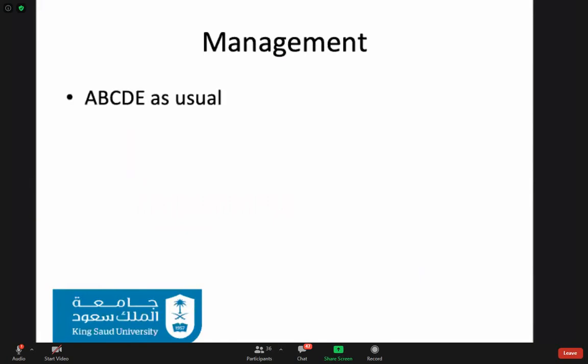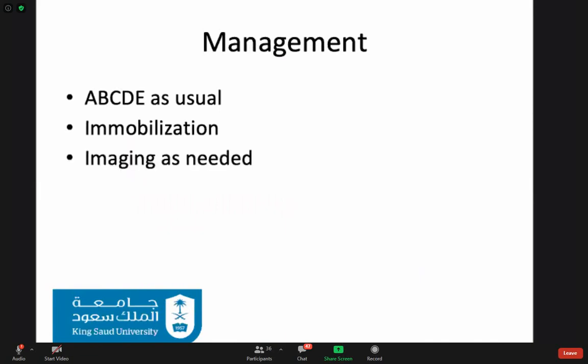Management: ABCDE as usual for spinal injured patients. Immobilization of these patients. Imaging as you need, and then early spine service, whether this service is from orthopedics or neurosurgery as needed.